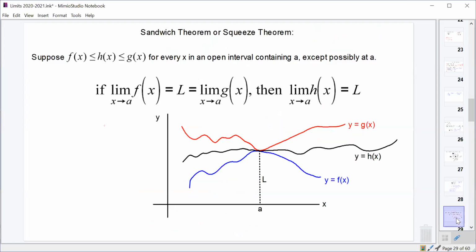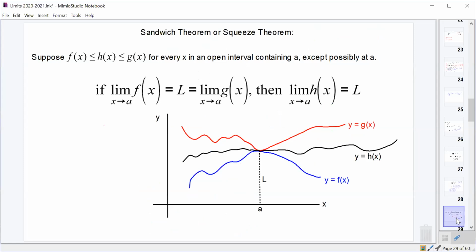This is our first real theorem. This is called the Sandwich Theorem or the Squeeze Theorem. It used to not show up on the AP test very often, but the last few years they've thrown some stuff in with it. So we're going to make sure we have a pretty good, clear understanding of it this year.